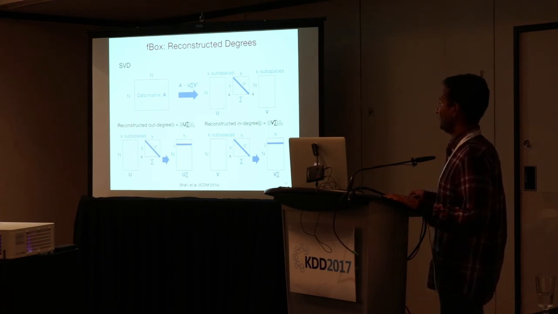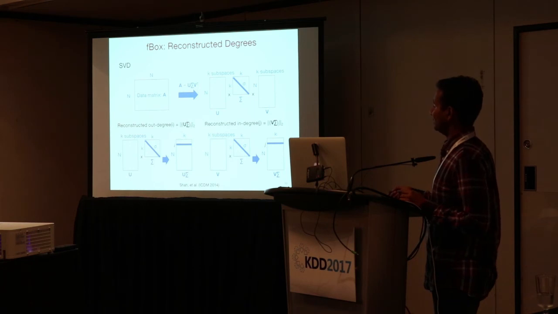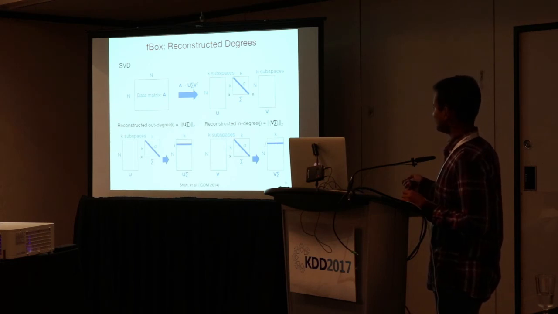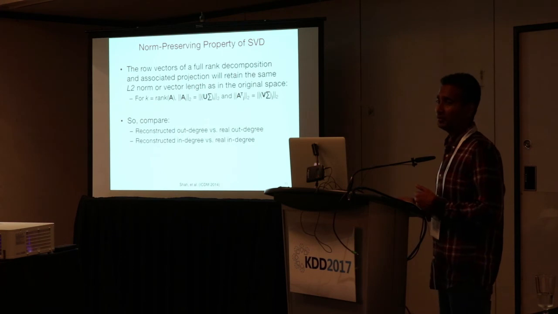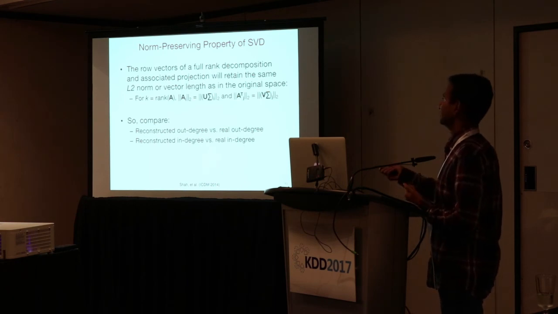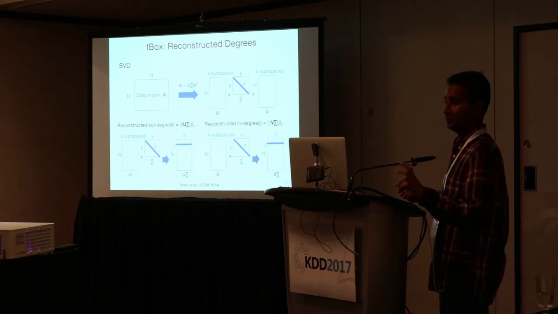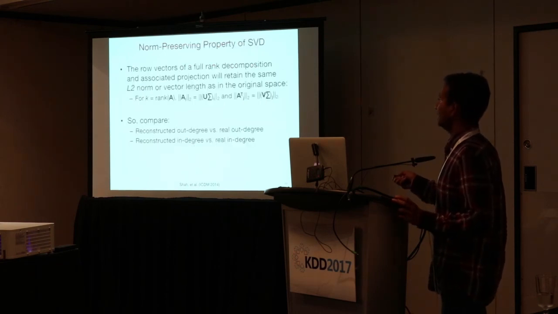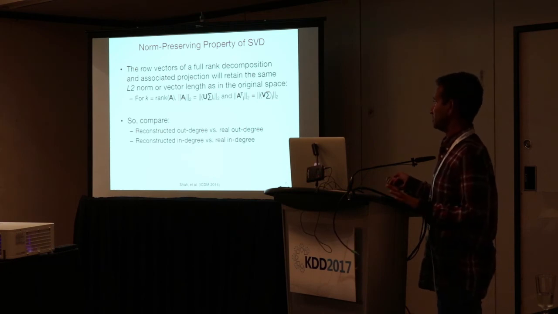And when you multiply V with the sigma matrix, you should be able to reconstruct the in degree of the user. So for a user i, the L2 norm of this particular vector should be its out degree, and the L2 norm in this V sigma matrix should be its reconstructed in degree. The algorithm is based on the property of SVD that when you represent the matrix at rank k equal to the full rank, then the vector length in the original matrix is exactly the same as in the reconstructed matrix.